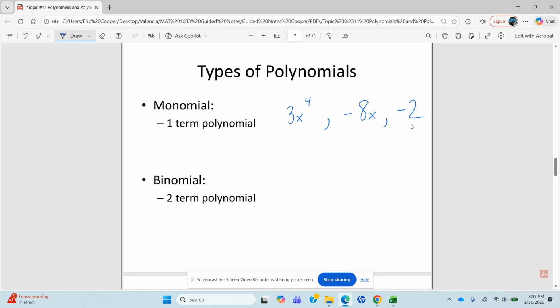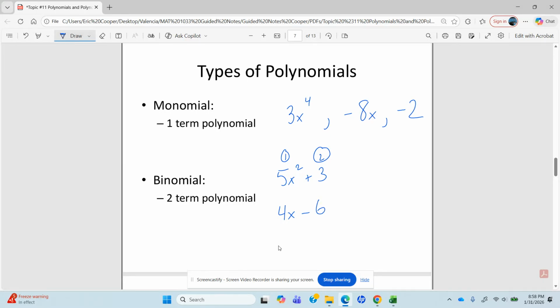A binomial is a two-term polynomial. So if I gave you something like 5x squared plus 3, this would be a binomial. I can't combine the 5x squared and the 3, and there are two different terms written here, so this would be a binomial. Again, I could do 4x minus 6. This would be a binomial.